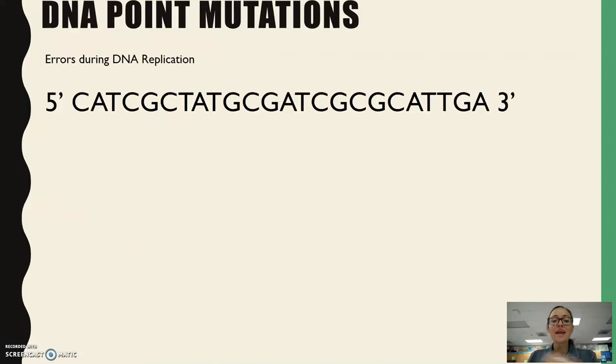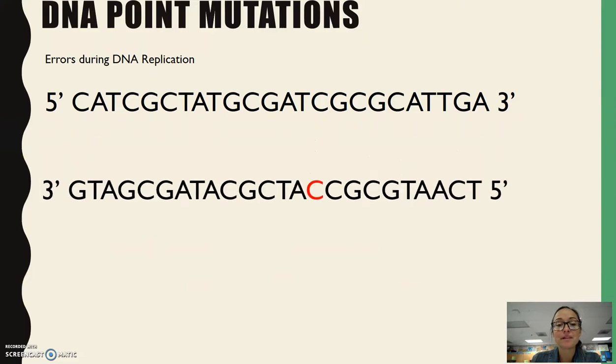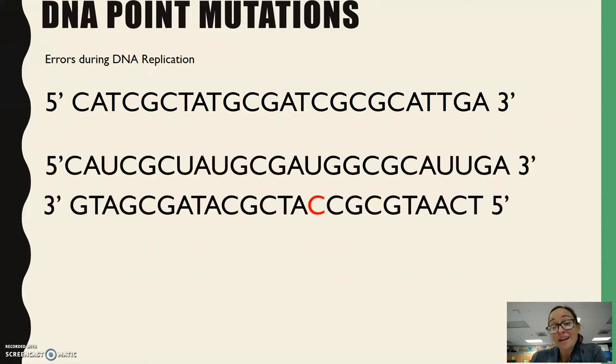So here, if I have a strand of DNA and we're going to do replication to make a complementary strand, you can see here with this red C that it should be a G. So that's an example of a point mutation. It often happens during replication. So here, if this strand on the bottom there is our template strand for making RNA, well, now that mutation is being transcribed into the RNA.